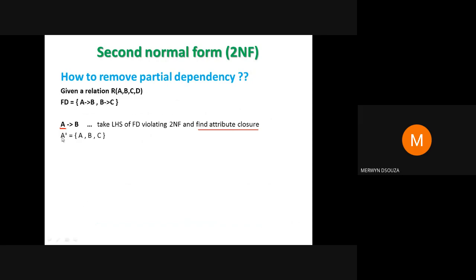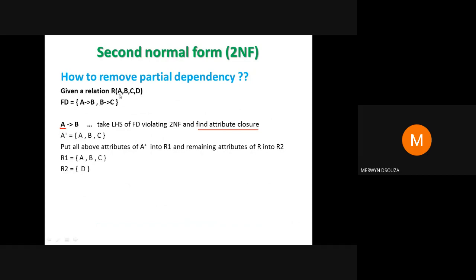Okay, so the attribute closure for A gives ABC. So we put all the above attributes of the attribute closure of A into a new relation R1. And the remaining attributes of R, which are not there in R1 but are there in R, are put into R2. So R1 has all the attributes from the closure of A, so we are getting A, B, C. And R2 has all the remaining attributes from R.